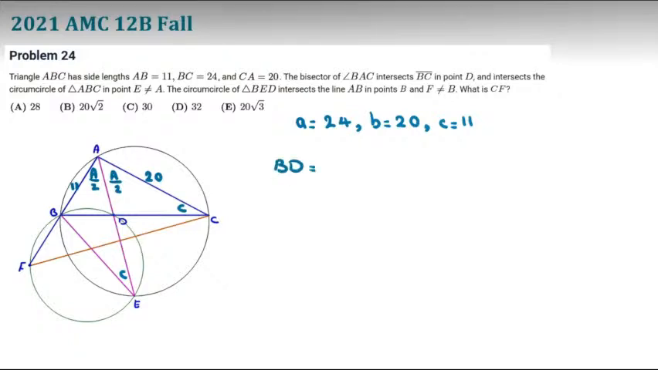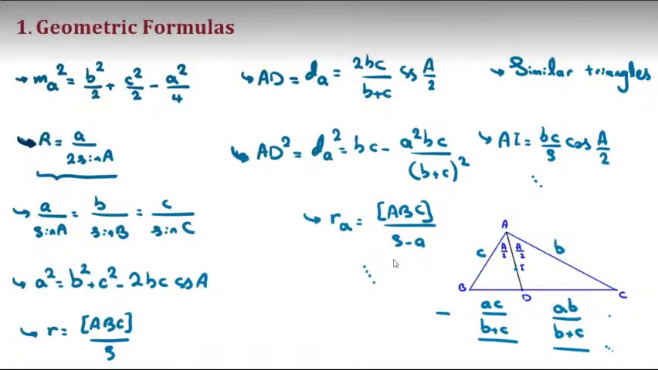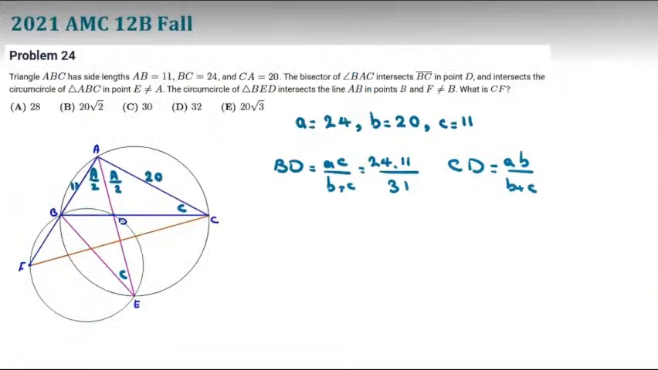Let me write, for example, some of them. The goal is not only to solve this problem. I want to show you how to analyze, how to find different sides. It helps you. BD is what? You should memorize. It is AC over B plus C. A is 24 times C, which is 11, over B plus C, which is 31. And CD is AB over B plus C. I told you here, if you see the formulas here, I couldn't write all of them because there are around 50 formulas. I write some of them and we want to use them.